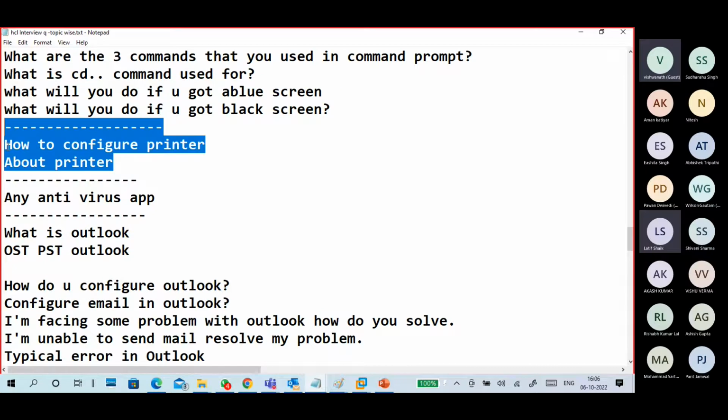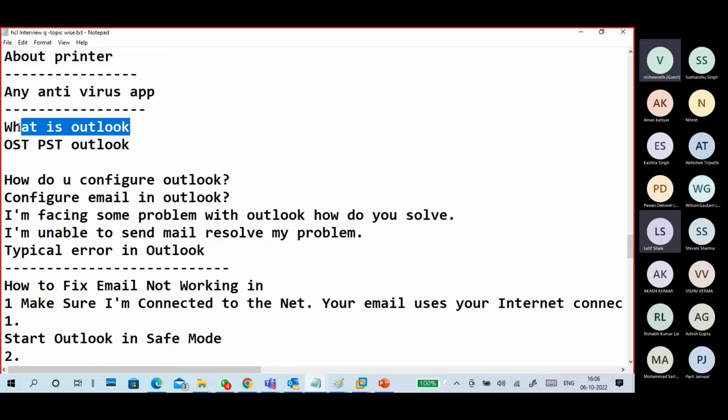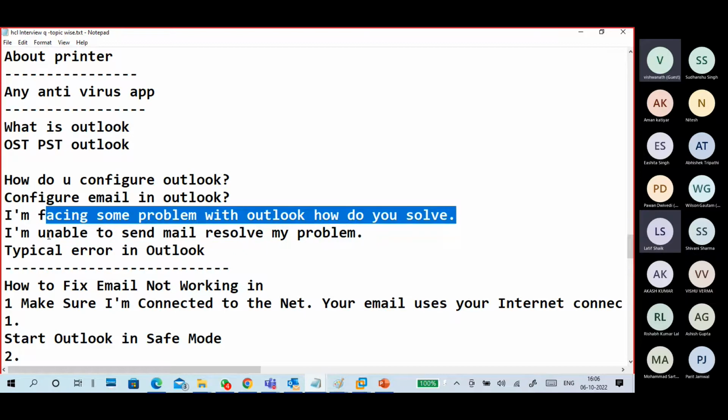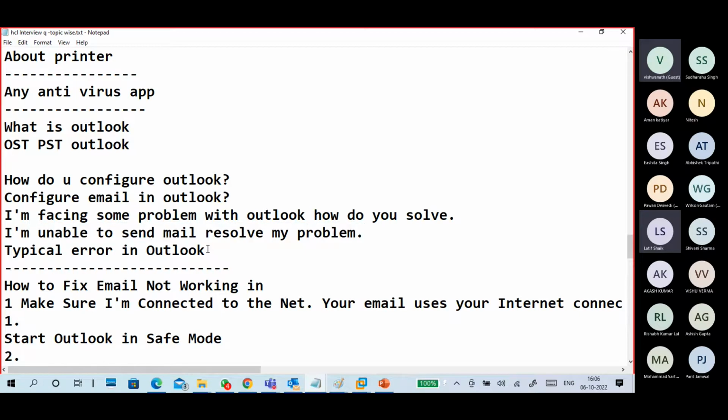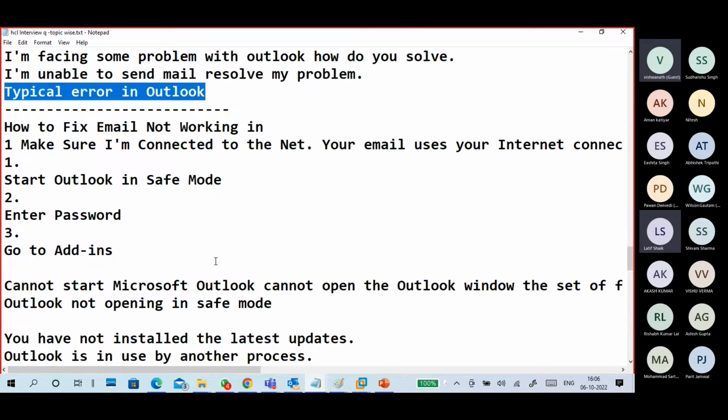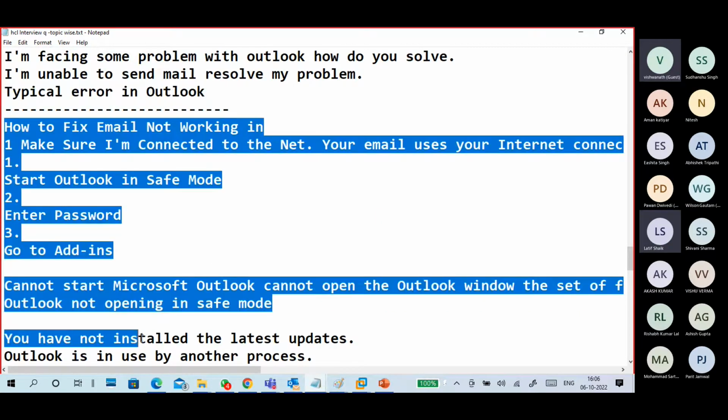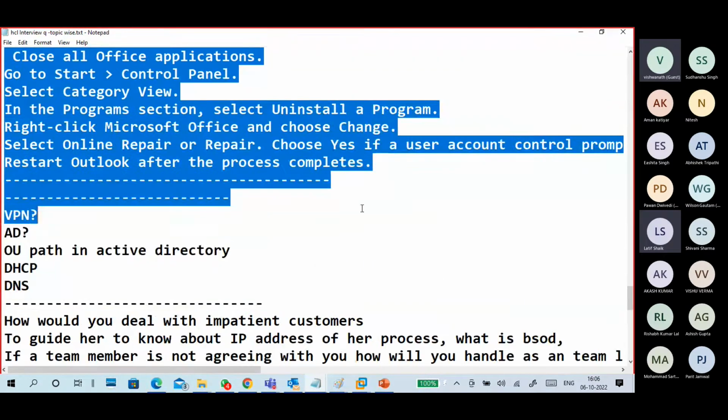How about a printer? How to configure a printer? About Outlook and what are OST, PST files. How do you configure Outlook, Gmail in the Outlook? I'm facing some problem in Outlook. How do you solve it? I'm unable to send a mail, resolve my problem. So typical errors in the Outlook. These are Outlook related issue fixes. So I have given those notes.